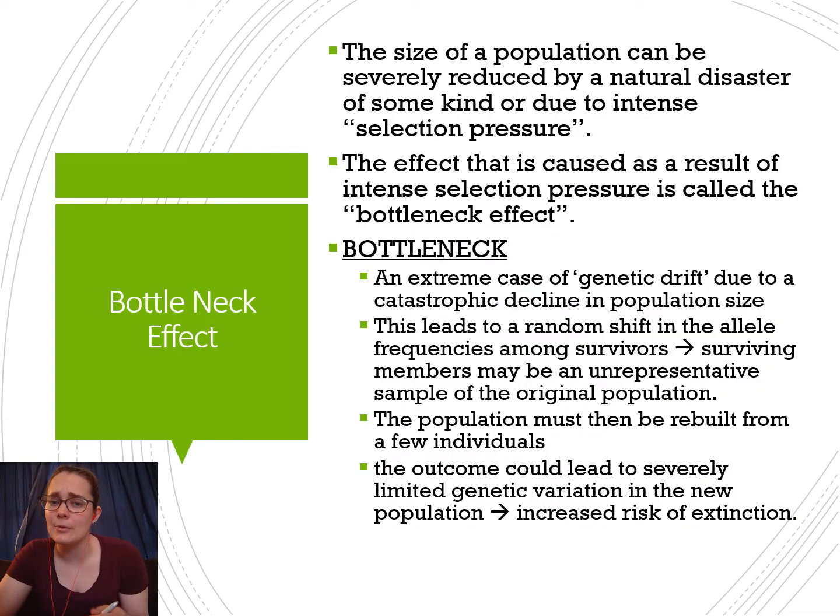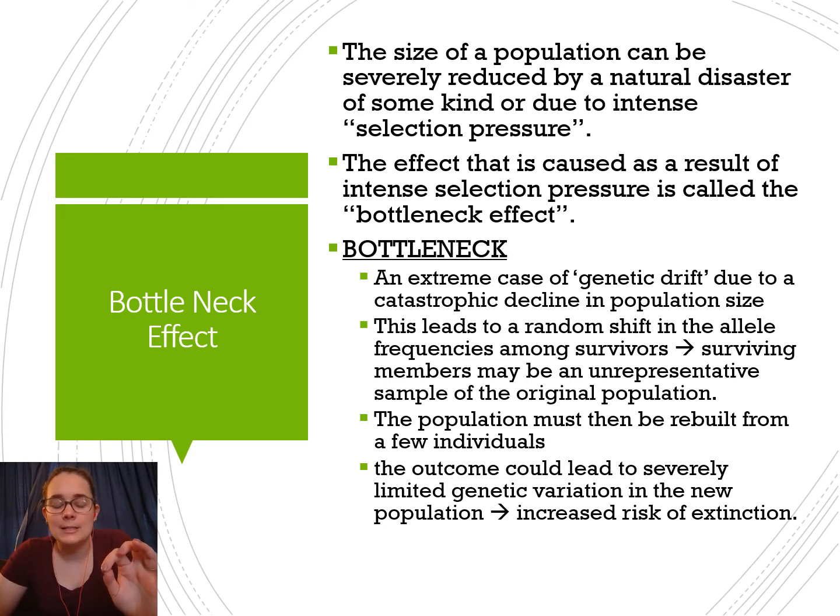The next example that we're talking about is a bottleneck. Now this is an intense selection pressure. We're looking at a larger population size and then something drastically cutting the amount of people or the amount of an organism that lives in a particular area. So this is an extreme case of genetic drift. It is a catastrophic decline in the population size. You're going from maybe thousands to as few as hundreds, maybe even less. It depends on exactly what's happening in this bottleneck.